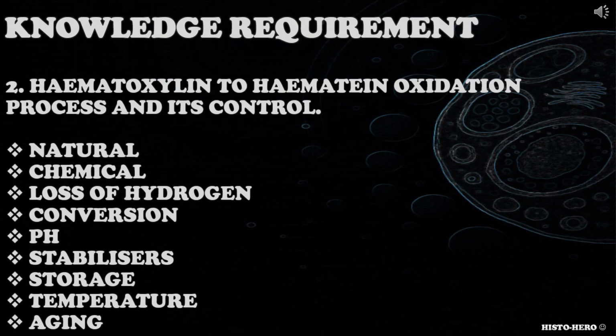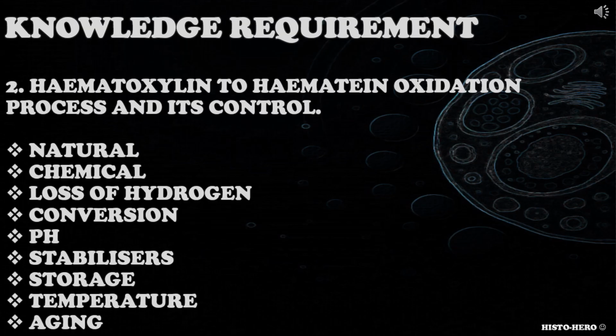The second knowledge requirement is haematoxylin to hematine oxidation process and its control. Candidate needs to have the knowledge and understanding about oxidation of haematoxylin to hematine. You could ask the candidate to explain, what is hematine, what is involved in oxidation process of haematoxylin to hematine, how to control this oxidation process, what does the oxidation process lead to.